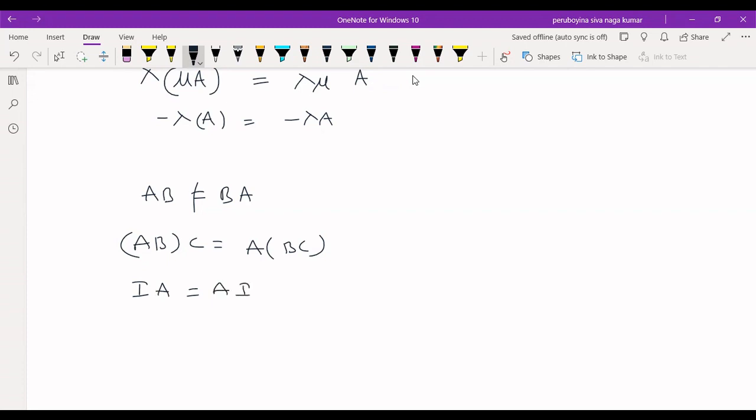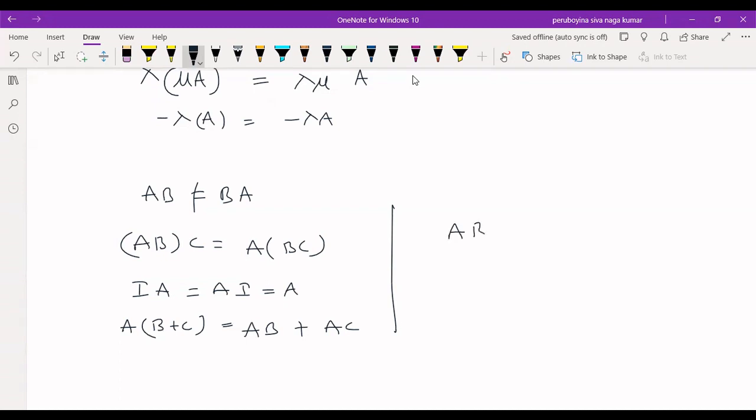And identity property: IA is equal to AI is equal to A. So I is called the identity matrix in this multiplication law. And A(B plus C) is equal to AB plus AC. Don't change the order of the matrices. Don't write BA and CA. Okay. In this case, and one more thing here.